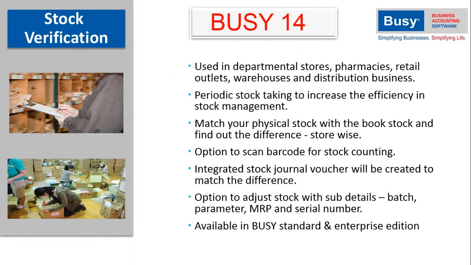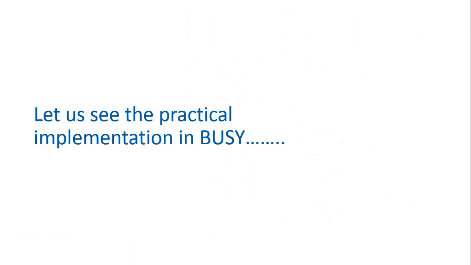And you all know in Busy there is a sub detail option like batch, parameter, MRP and serial number. We have also taken care of all these sub details in the implementation. I'll show you that also. And the point to be noted here is that this feature is available in the Standard and Enterprise edition. So for any client who wants physical stock verification in Busy, we cannot recommend the Basic edition. Now we will see the practical implementation in Busy, step by step.